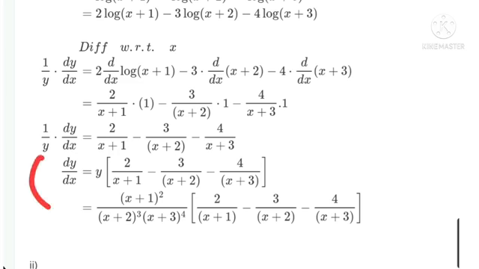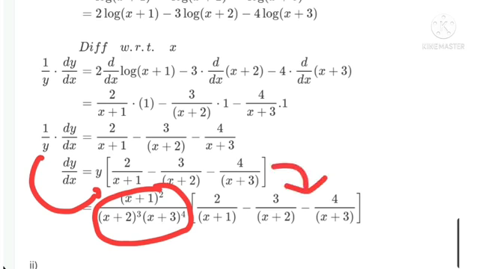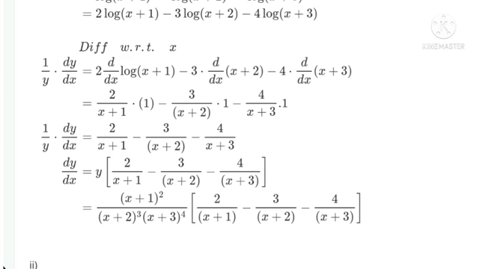Now take y to the RHS. dy/dx is equal to y into the whole bracket, that is 2/(x + 1) minus 3/(x + 2) minus 4/(x + 3). Now put the value of y. What is the value of y? We had calculated it above. y is (x + 1)^2 upon (x + 2)^3 into (x + 3)^4, and this bracket is as it is. Okay, understand? It's very simple.